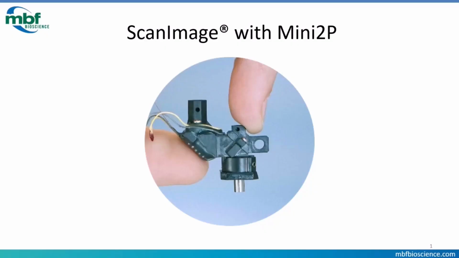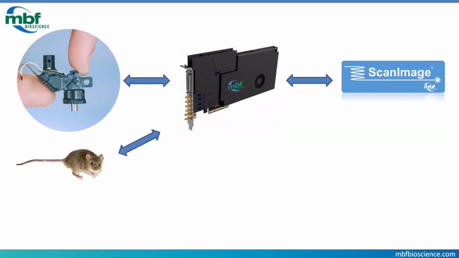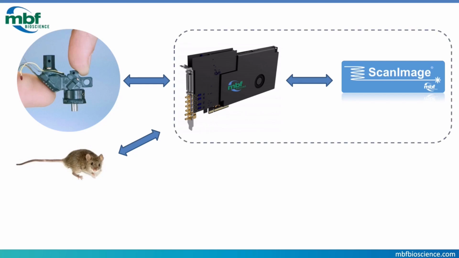At some point, you will have assembled a MINI2P, and at some point after that, you will want to image with it. Here, we'll go over how to set up and control the MINI2P in ScanImage. So the MINI2P and optical table will have several devices that require various signals to control. How do we get them? We calculate them with ScanImage and provide them with the VDAC.